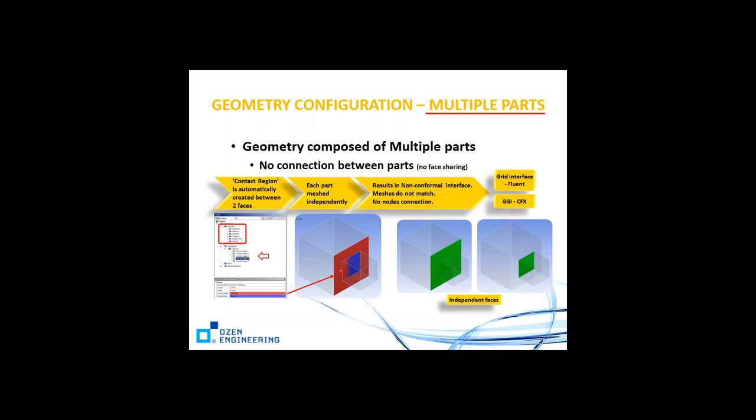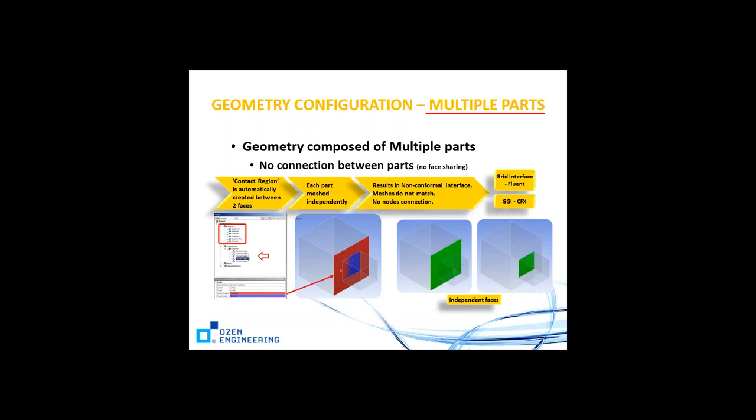If you have an assembly, you can have multiple parts in the assembly. That means these guys are not talking to each other. They do not share common faces. So what's going to happen is, for example, you have 2 cubes here. At the interface between the 2 cubes, there is no common interface, so this guy is an independent face, and the smaller cube has an independent face.